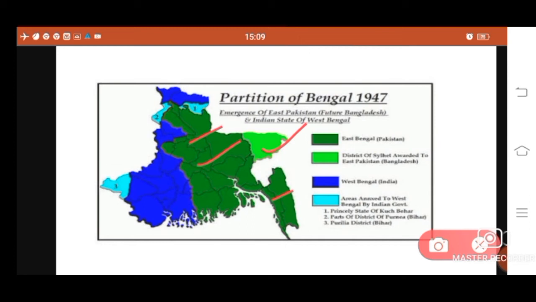The dark blue color shows West Bengal, the area which India got, and the sky blue color shows areas annexed to West Bengal by the Indian government. Here, this area was the princely state of Cooch Behar, the second was the districts of Purnia, Bihar, and the third was Purulia district of Bihar. So these were also annexed into West Bengal by the Indian government.